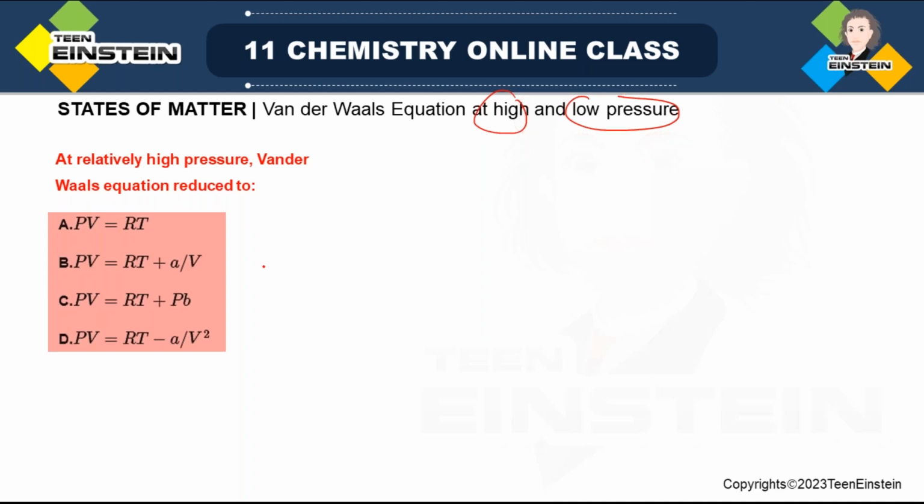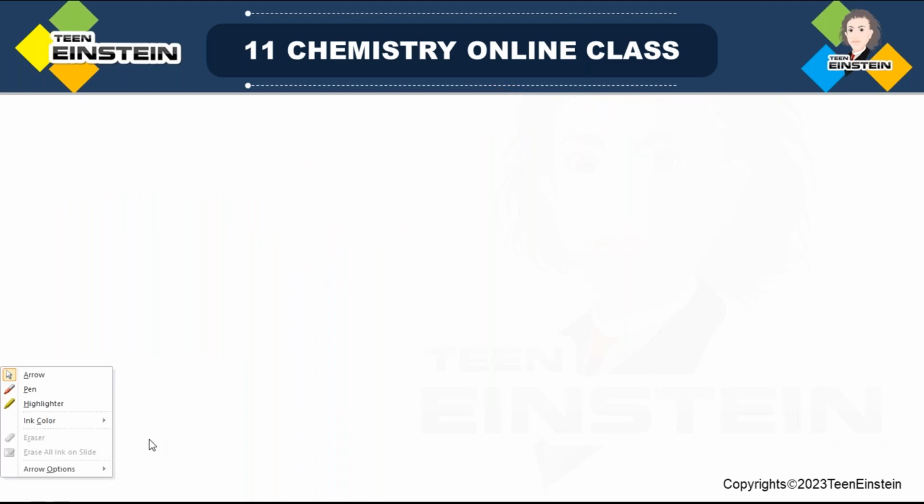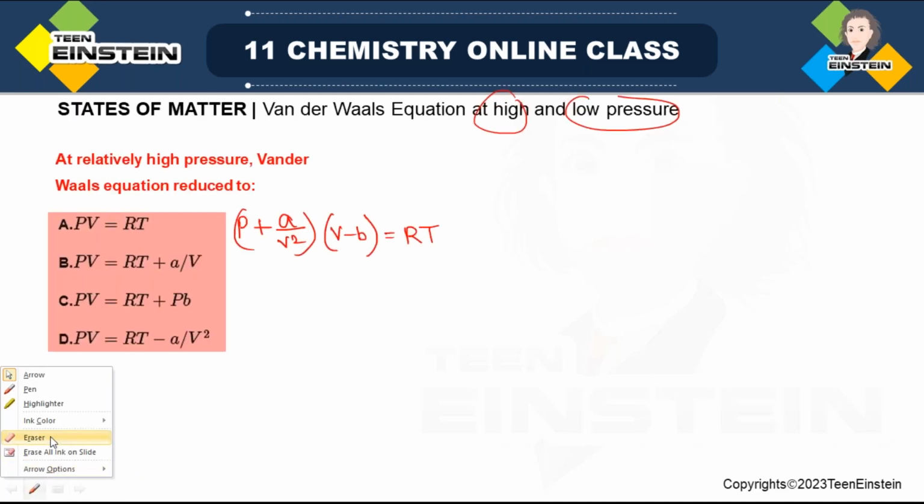If we simply consider the equation, it is P, a by V square, and V minus small b. I'm writing this equation only for 1 mole, so I'm not writing the small n value. The normal ideal gas equation that we know is simply PV equal to nRT. If it is 1 mole, then it is PV equal to RT.